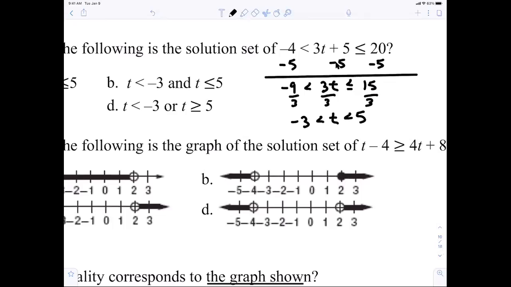Negative 3 is less than t, less than 5. Yeah, we did compounds. That's all right. That's why we're reviewing. It's not a big deal.